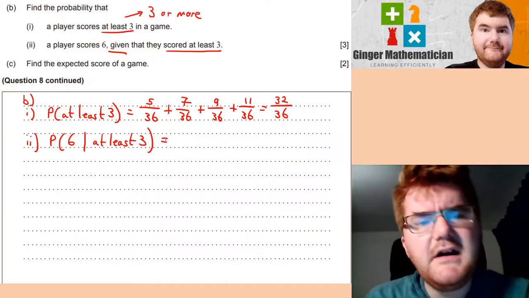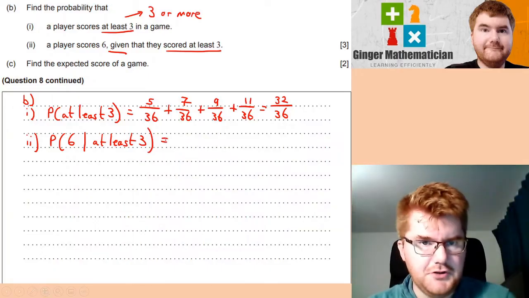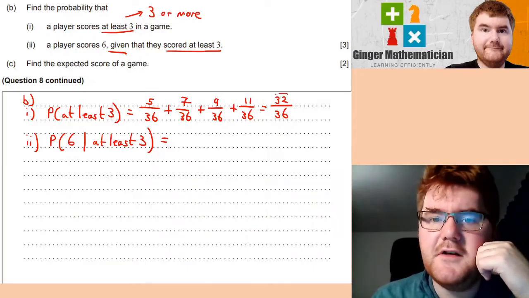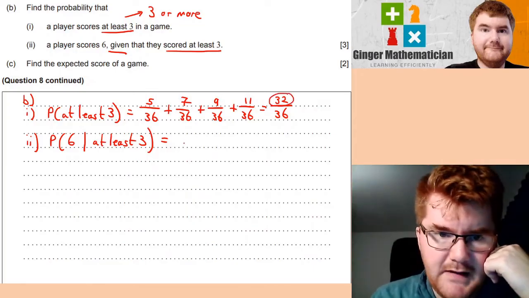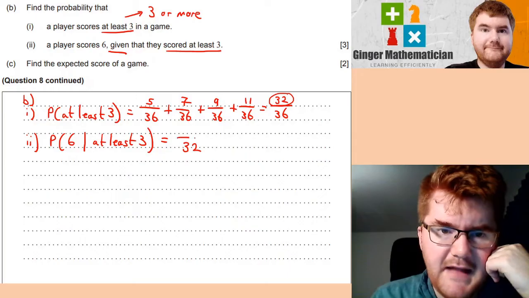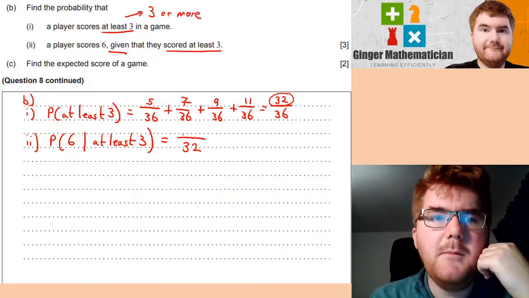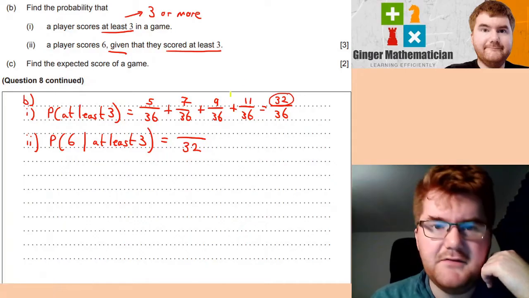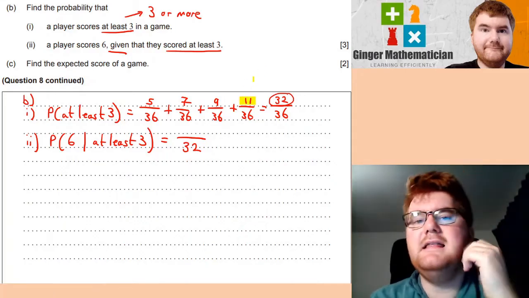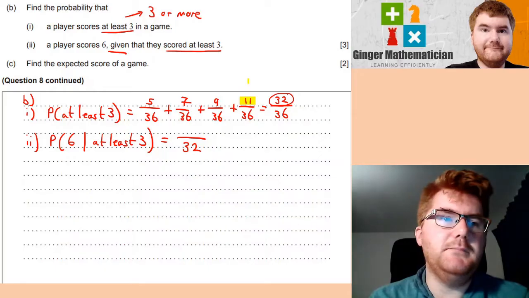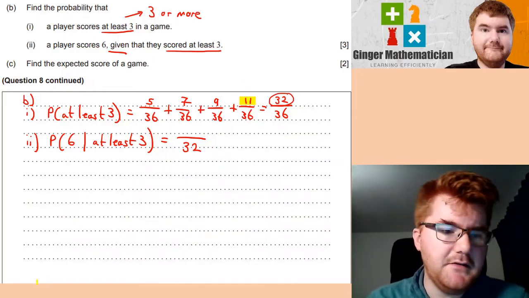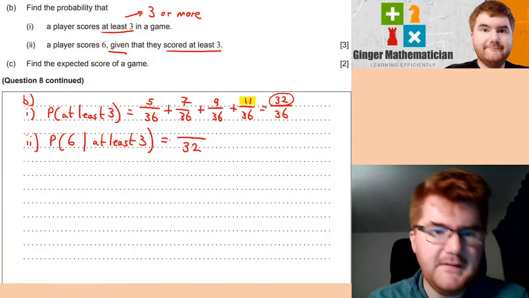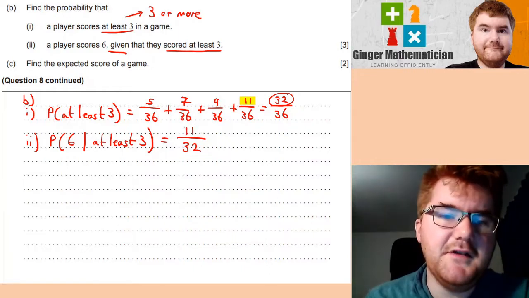And the way I would kind of teach this is, let's think about this logically. Given they scored at least a 3, so out of the 32 possibilities, that's going to go in my denominator. Out of those, how many of those are a 6? Now, we already worked this out in the previous question. We worked out there are 11 ways of getting a score of 6. So the probability of this, and let's get the pen out here, is going to be 11 out of 32.